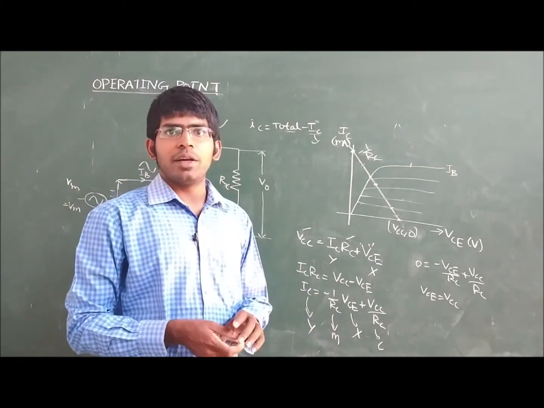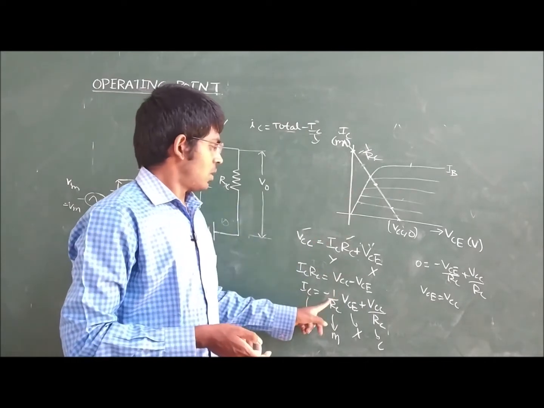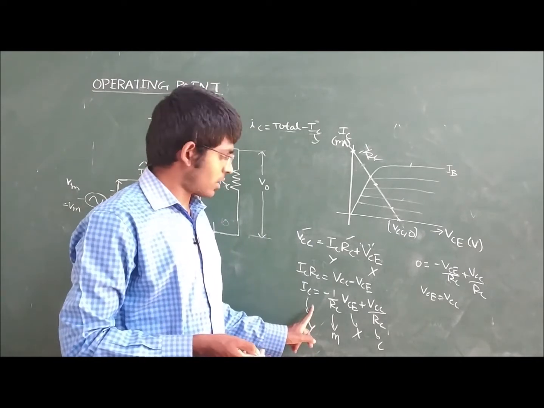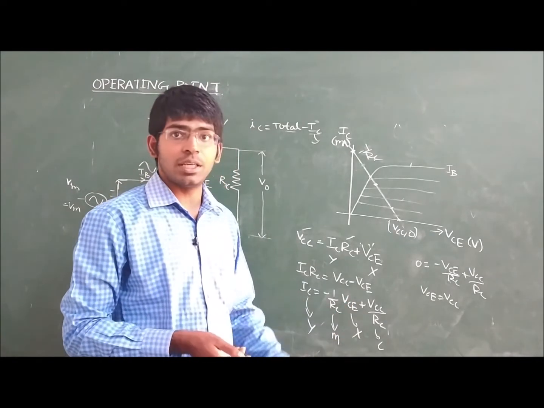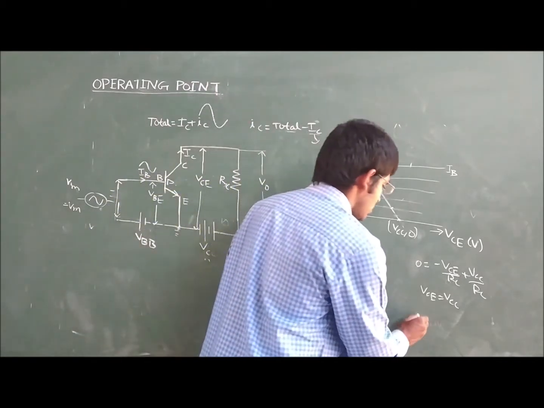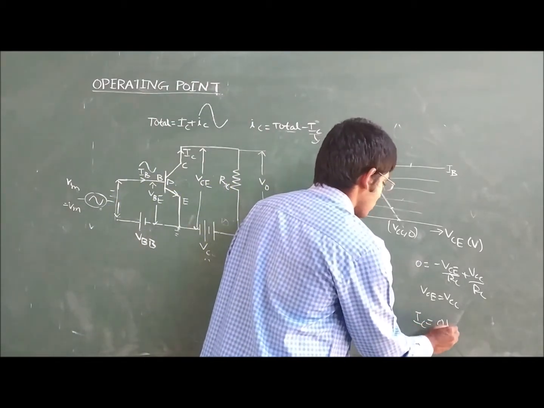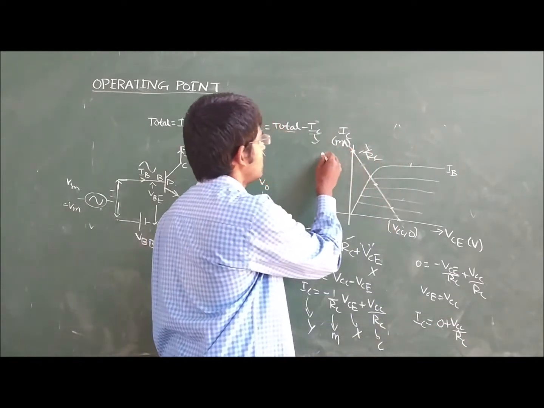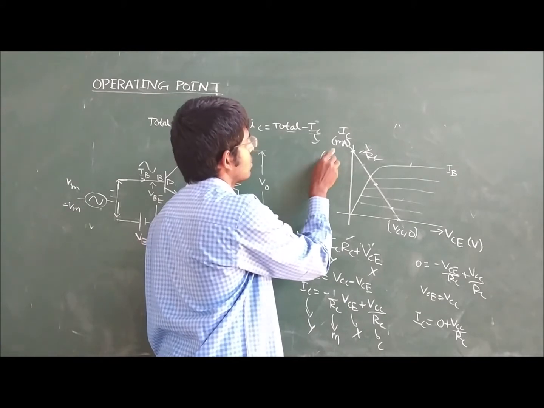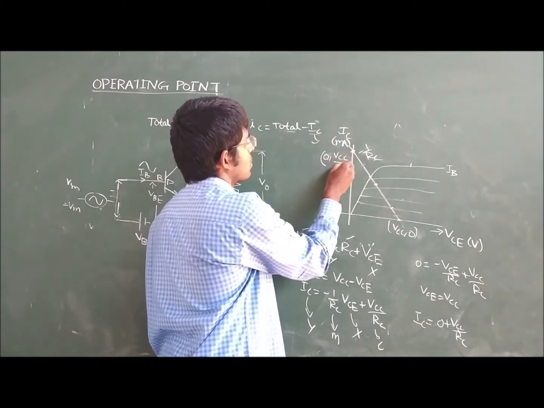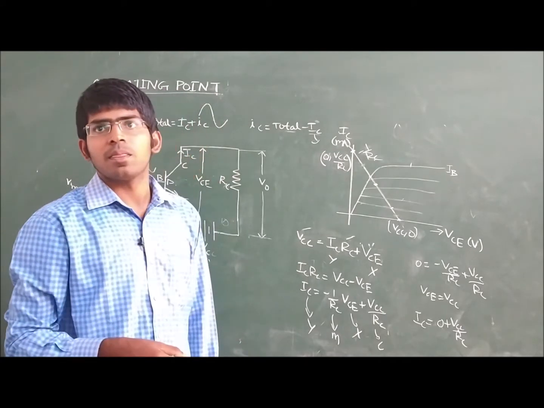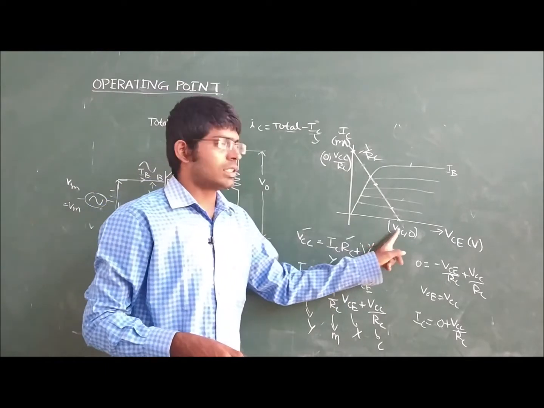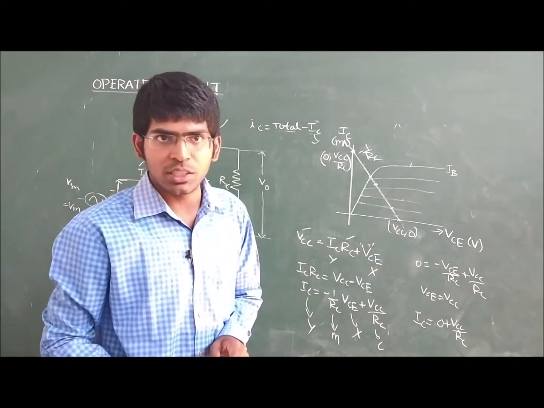In order to calculate the y-intercept, we are making VCE as 0. So IC is equal to 0 plus VCC by RC. So this is the point 0 comma VCC by RC. The x-intercept is VCC, and the y-intercept is VCC by RC.